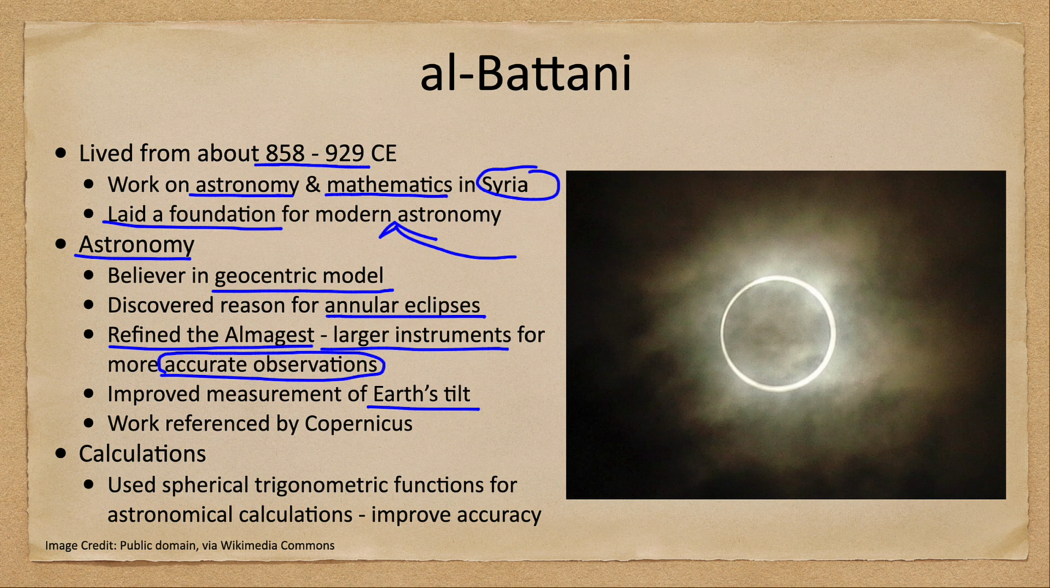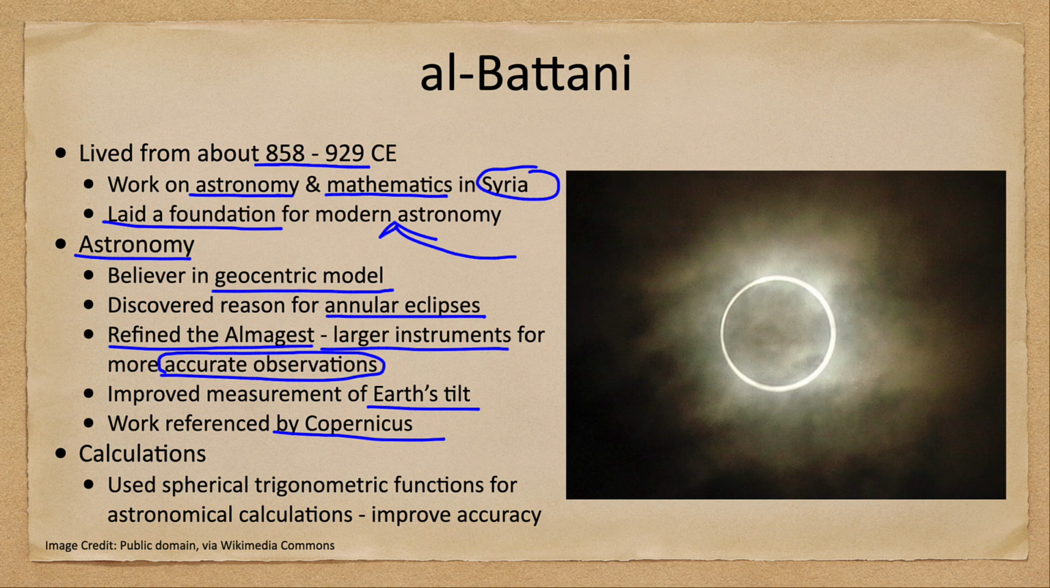And in fact, a lot of al-Battani's work is referenced by Copernicus within his works as well. So a lot of this work made its way to Europe during the Renaissance, and then was used. The things that were changed and adjusted by the Muslim astronomers that we've been looking at were then used by the astronomers of the Renaissance to continue developing astronomy.